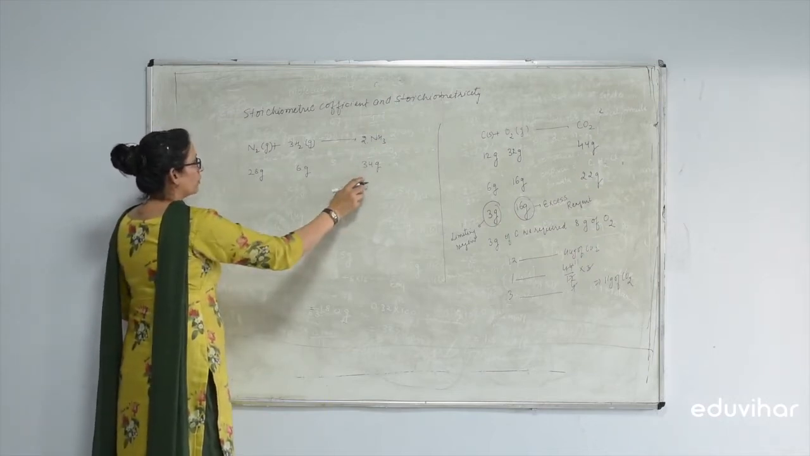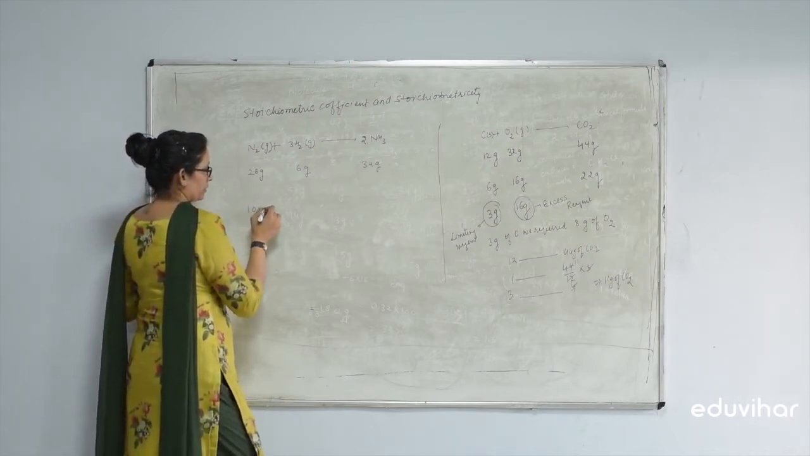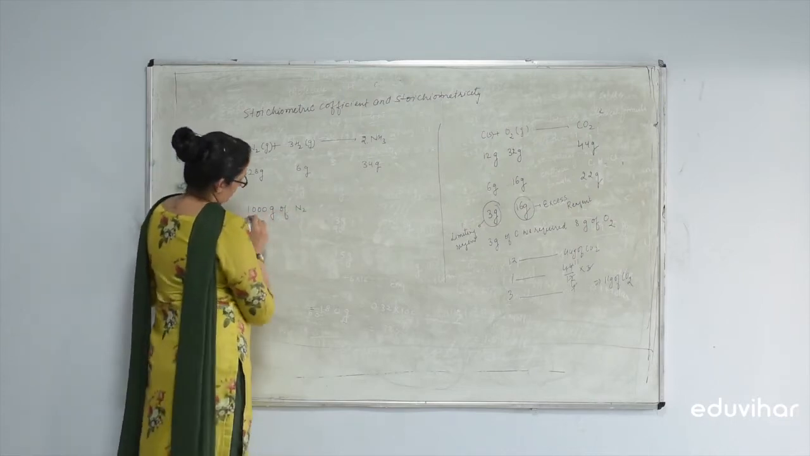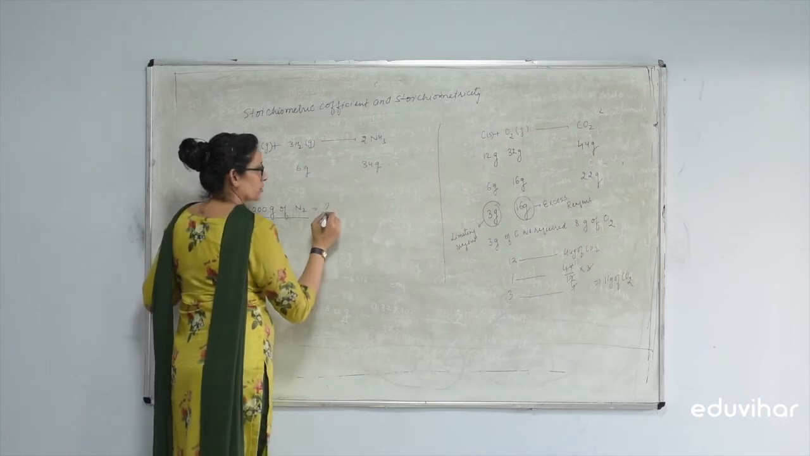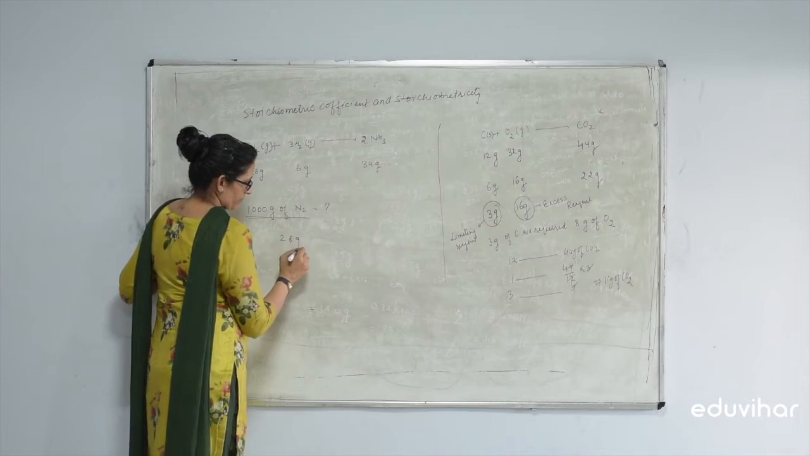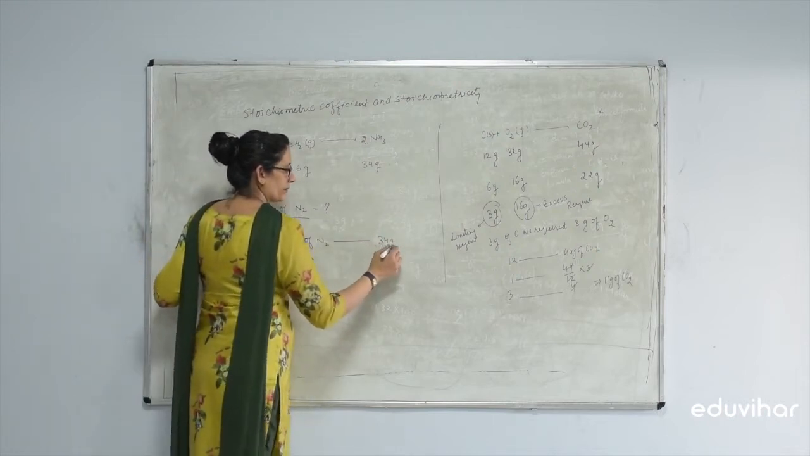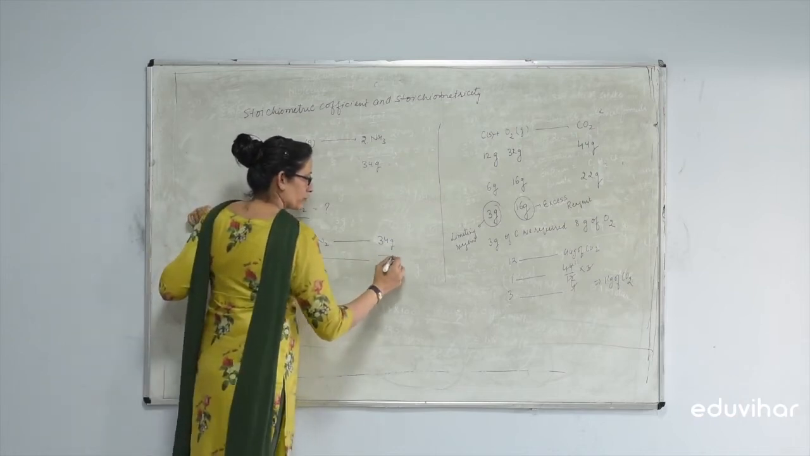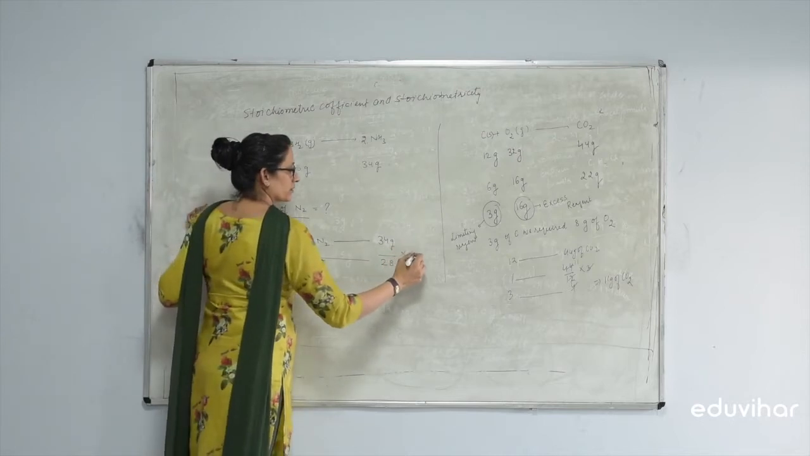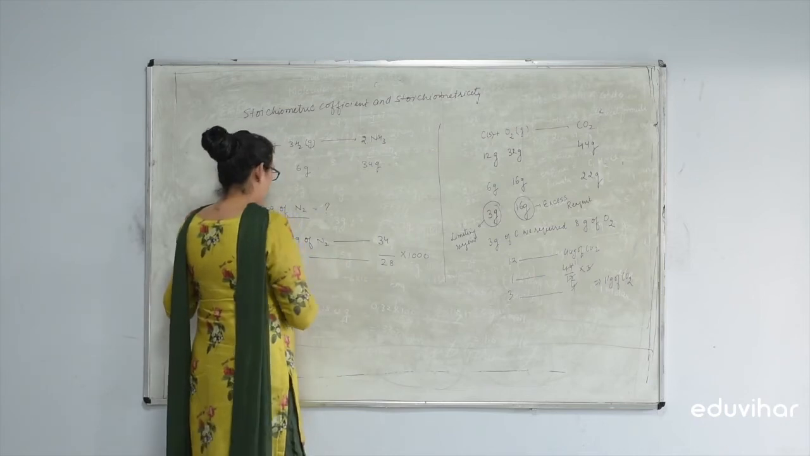How much gram of ammonia form if you have 1000 gram of nitrogen? If we have 1000 gram of nitrogen, then how much amount of ammonia form? 28 gram of nitrogen forms 34 gram of ammonia. 34 divided by 28 and 1000, we can calculate the amount of ammonia form.